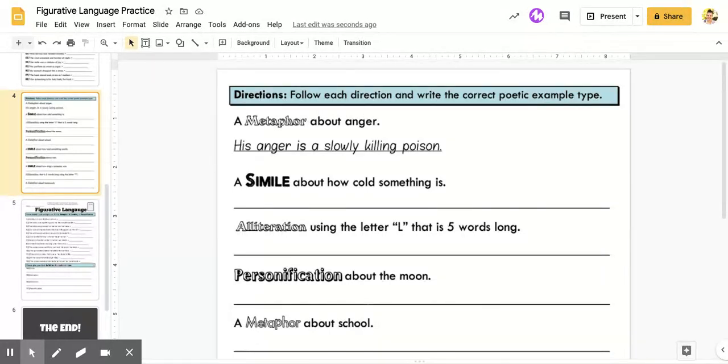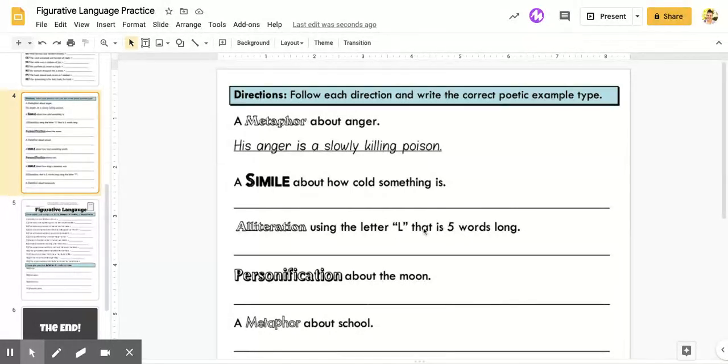And so here, it's saying, please write the correct example. It says poetic because figurative language is often used in poetry, but you don't have to write a poem. It's not saying that. It's saying like write a metaphor about anger. His anger is a slowly killing poison. Dun, dun, dun. So then you need to write a simile about how cold something is. We should be able to do that one because it is literally freezing outside today. And so make sure you use like or as, write about how cold you would be if you went outside, no big deal.